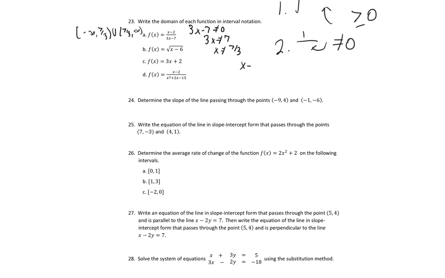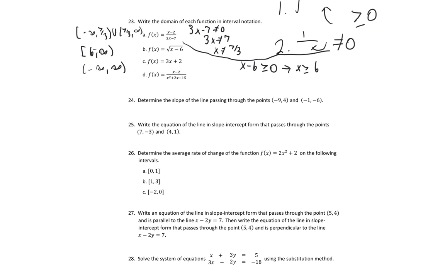For part B, we have x minus 6 inside of a square root. So x minus 6, the inside, has to be bigger than or equal to 0. I can just solve for x here. So that means x must be bigger than or equal to 6. So we're going to have a bracket 6 to infinity. Every number that's bigger than 6 works there. For the C, we don't have a square root, and we don't have anything like a denominator for the fraction. So it's going to be minus infinity to infinity.